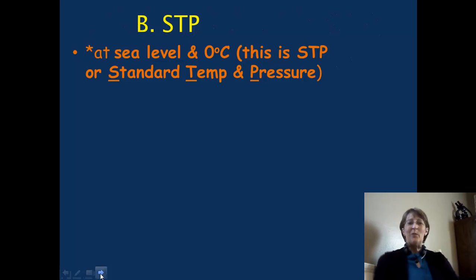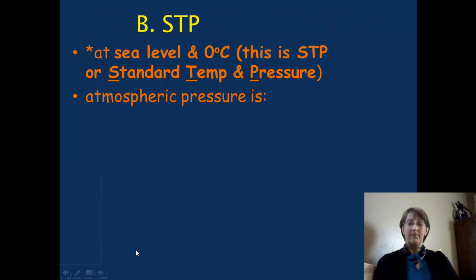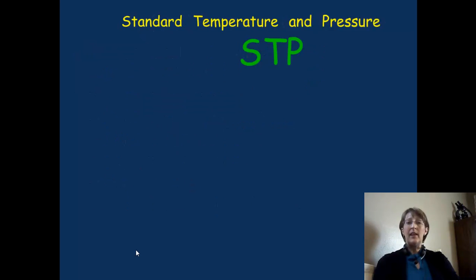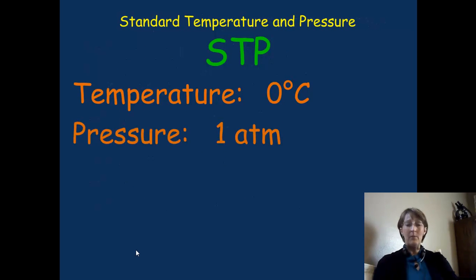STP, standard temperature and pressure. At sea level and 0 degrees Celsius, we talk about standard temperature and pressure. Now, the atmospheric pressure can be 1 atmosphere, it can be 760 millimeters of mercury, or it can be 760 torr after Torricelli. It can be in pascals, kilopascals, psi. We can talk about it in different units, but basically, STP, standard temperature and pressure, is 0 degrees Celsius and 1 atmosphere.